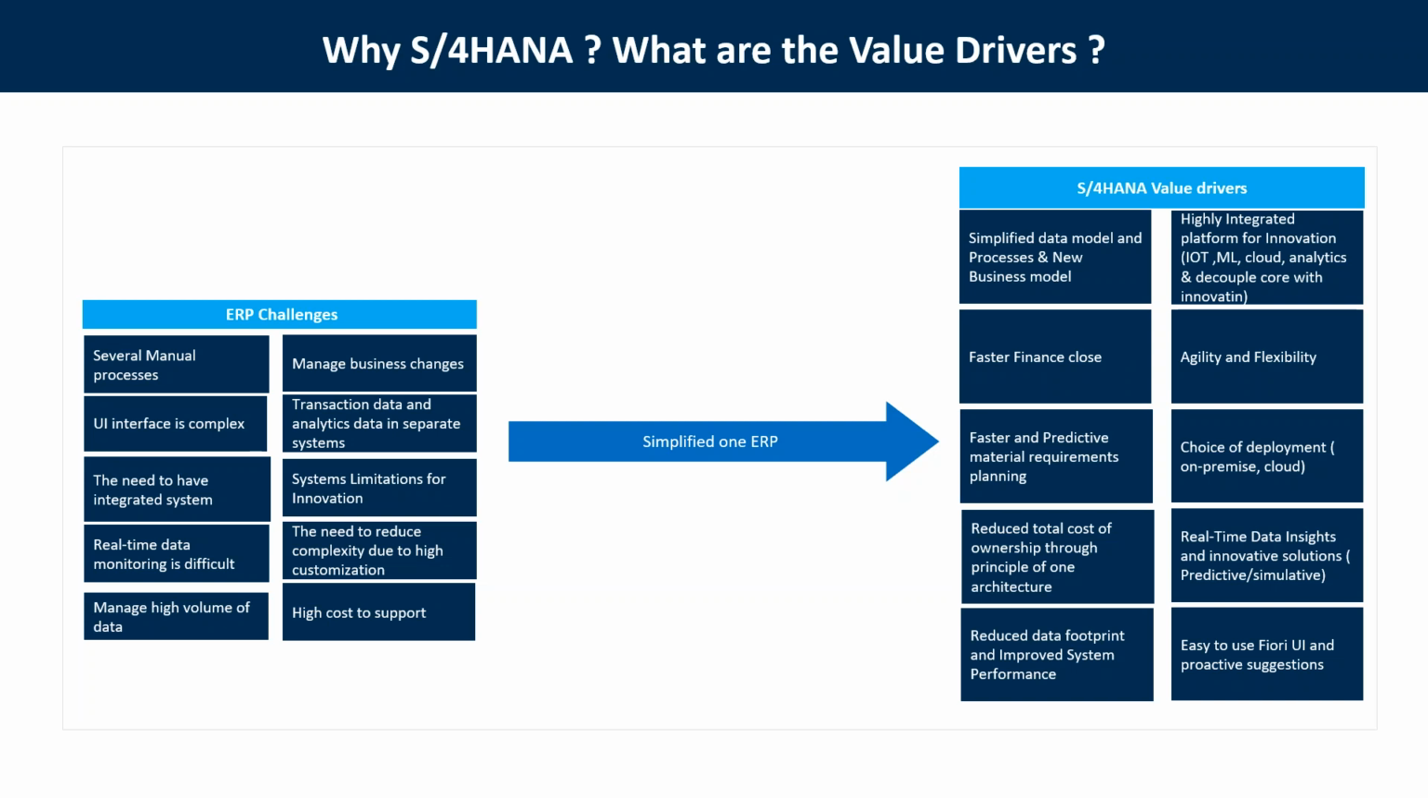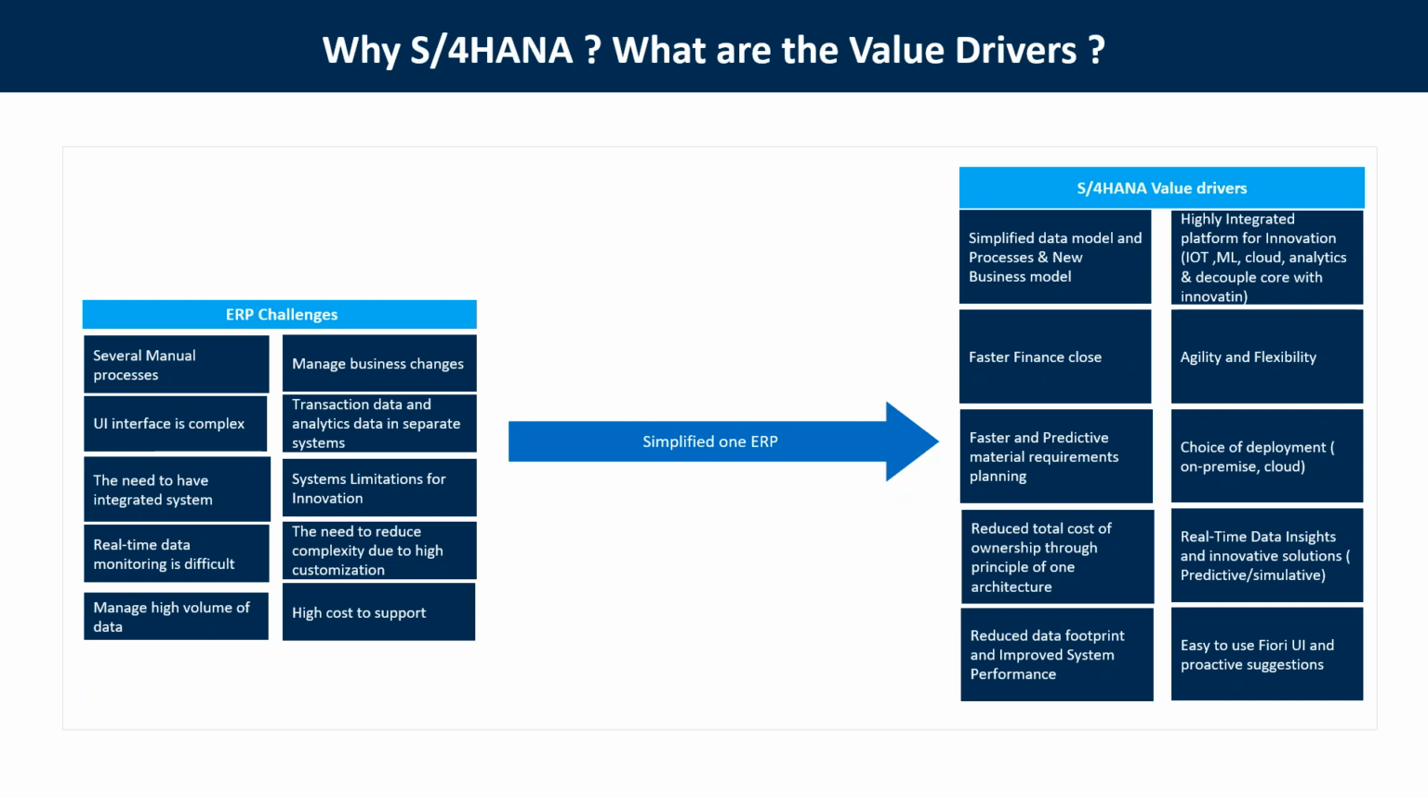Let's try to understand what are the key value drivers in S/4HANA. What SAP has done is they've simplified the data model, and they've also simplified the processes. And it also provides opportunity for you to define a totally new business model. For example, a compressor company, instead of selling the compressor, they started selling air. So you can do this kind of outcome-based, totally new business model using S/4HANA and some other innovative technologies available in SAP.